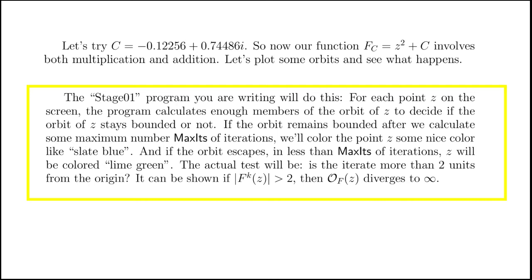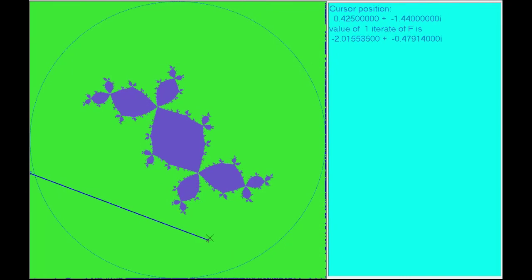The actual test will be this. Is the iterate more than 2 units from the origin? It can be shown that if the modulus of the kth iterate of z is greater than 2 for some k, then the orbit of z diverges to infinity. Let's plot some orbits and see how we did.